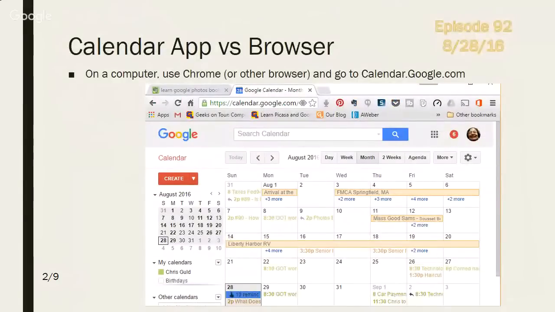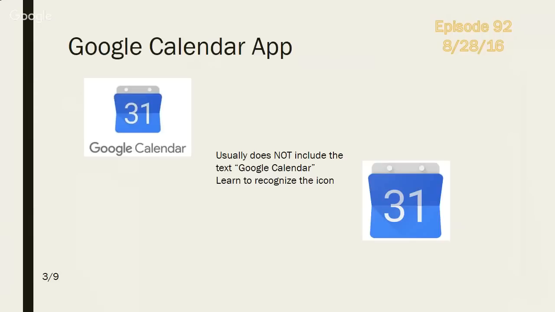All right. So first, calendar app versus browser. On a computer, you can get to your Google Calendar just by opening a browser and going to calendar.google.com. So you just type that right into the address, make sure you are logged in, and all of your appointments show up on your calendar.